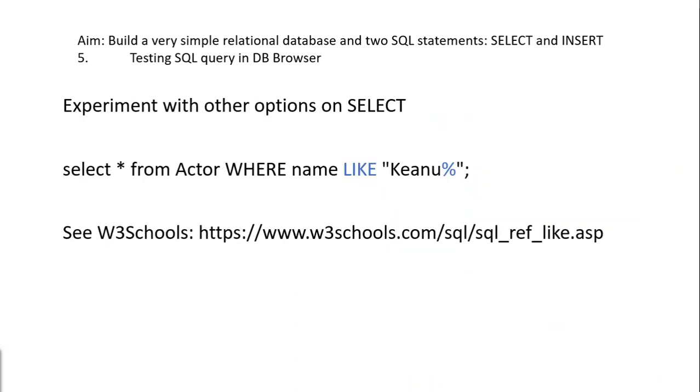A more sophisticated SQL statement is select asterisk from actor where name like Keanu%. That SQL statement will find all actors in the actor database where the name starts Keanu and is followed by any number of characters. The page link to W3 Schools SQL ref like will show you all the options available on the like keyword within the SQL statement.